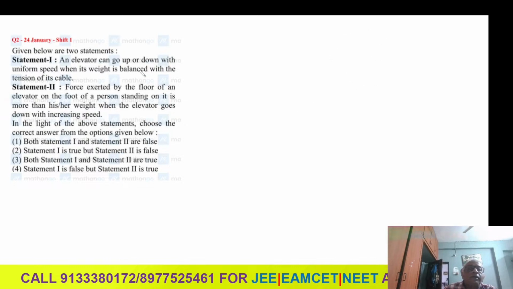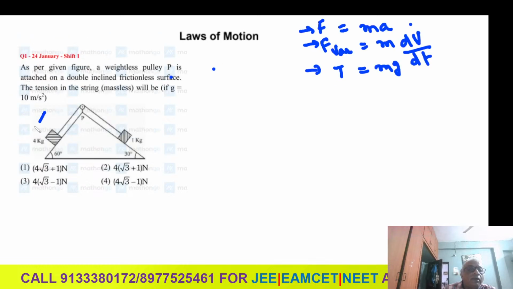Again, if you see this problem, as per the given figure, a weightless pulley is attached to a double inclined frictionless surface. The tension in the string will be how much, he is asking. So here, you see 4 kg at 60 degrees, and here 1 kg at 30 degrees. Here weight is more, it tries to come down. This side, it tries to go up. Tension will be there on both sides.